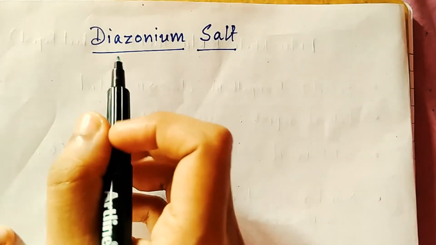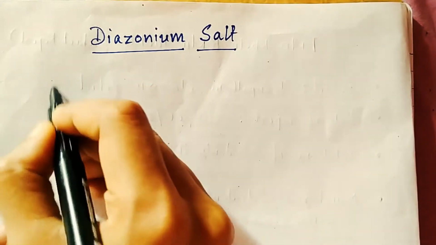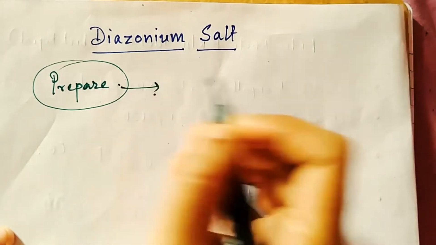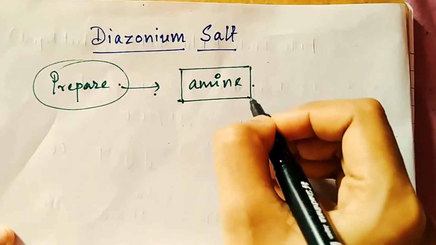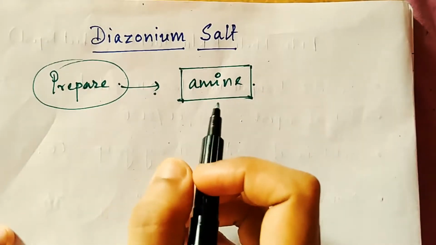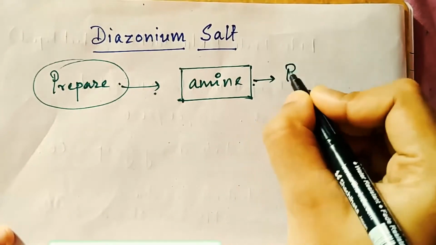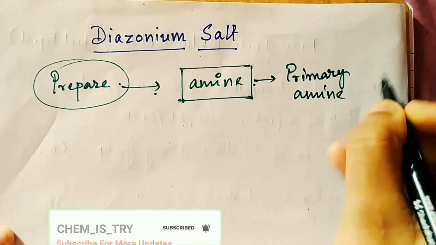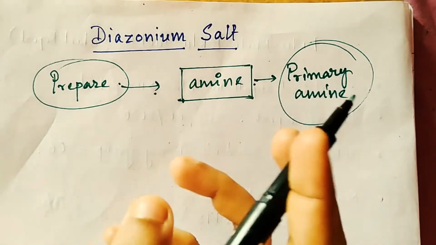See, the diazonium salt is actually very important. You can prepare this salt from amine. Now this amine should be a primary amine. The secondary and tertiary amines do not give the diazonium salt.